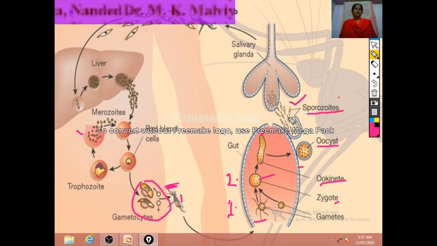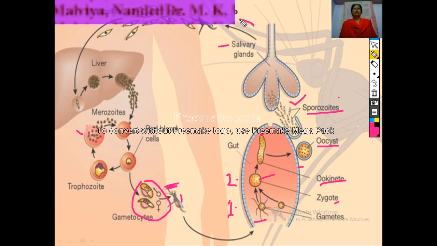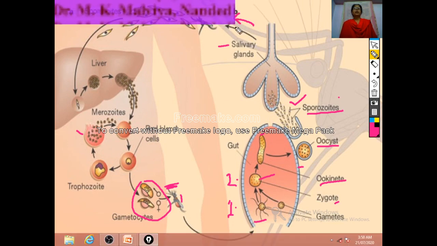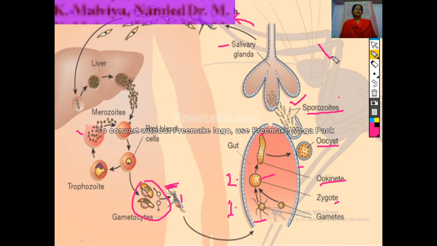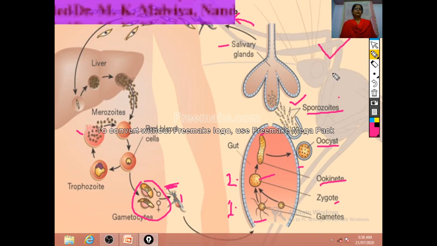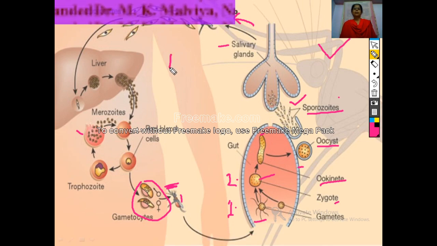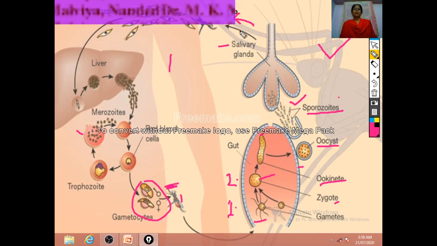From the body cavity of the mosquito, all these parasites now enter the salivary gland of the same mosquito. They enter and rest here in the salivary gland for infection to another healthy human being. And now this mosquito is called an infected mosquito. It is ready for transmission of the malarial parasite from one person to another person.